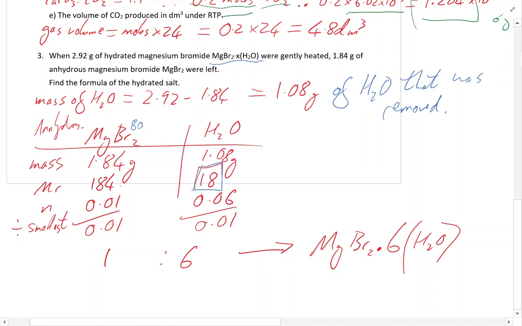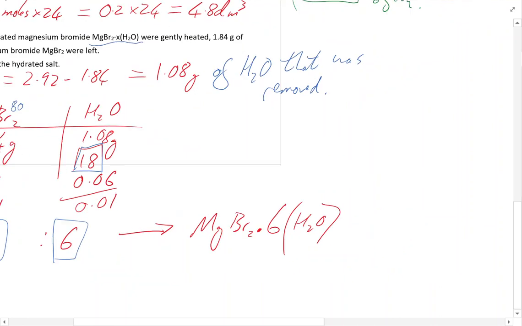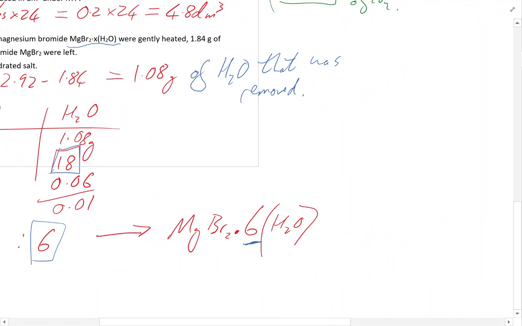So the final moles of MgBr2 would be 0.01, and the final moles of H2O would be 0.06. If you then divide by the lowest number of moles, this gives you a whole number ratio. But you can probably already work out the ratio based on just the moles. You can see that 0.06 water is 6 times as much as 0.01 magnesium bromide. Giving you the final formula of where X is represented by 6, so MgBr2 dot 6H2O.